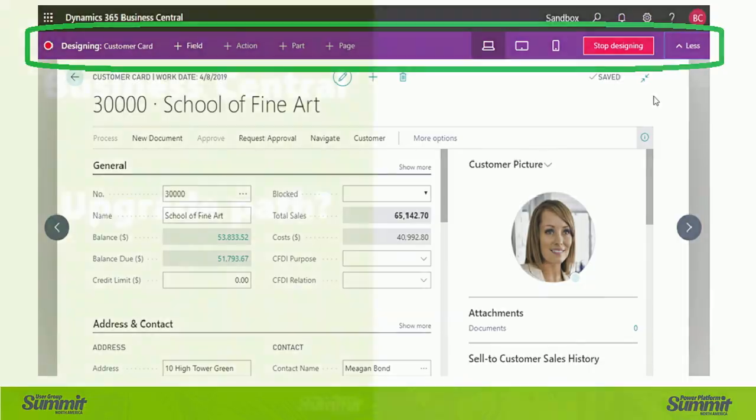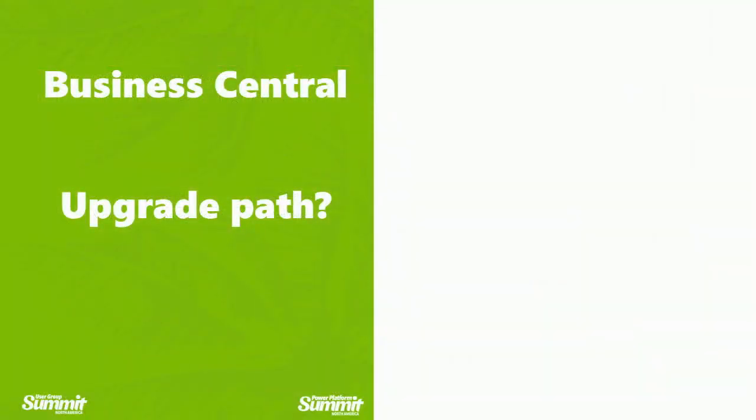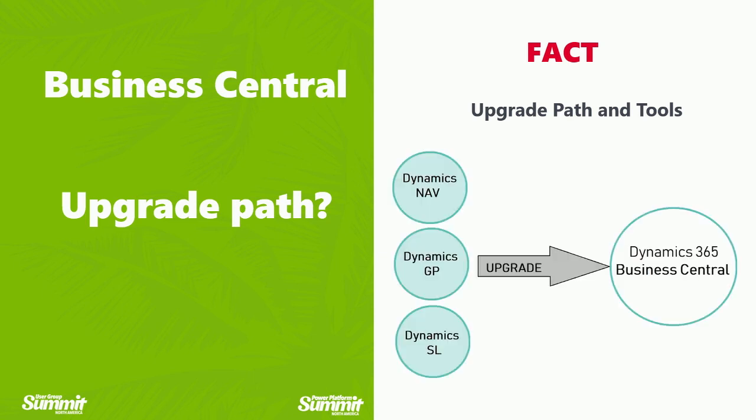Perfect. So upgrade path. Obviously, with all this talk about Business Central, if you're on Nav, you want to know, is there an upgrade path? So any guesses on that? Do you think Microsoft's given us an upgrade path to use? Yeah. They're so kind that way. So yes, that's true. There is an upgrade path. So there is a path and tools defined.